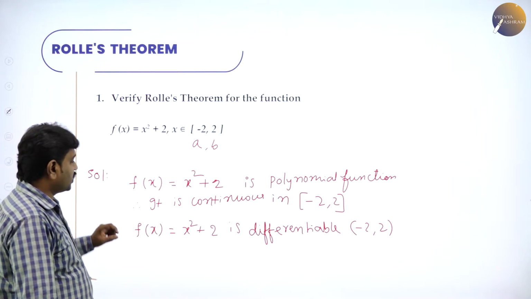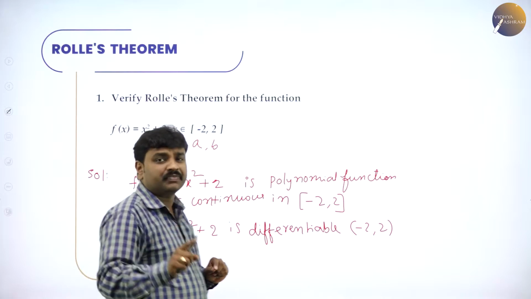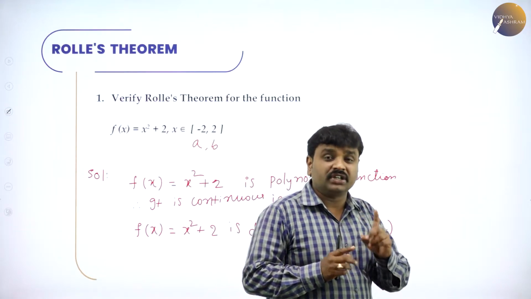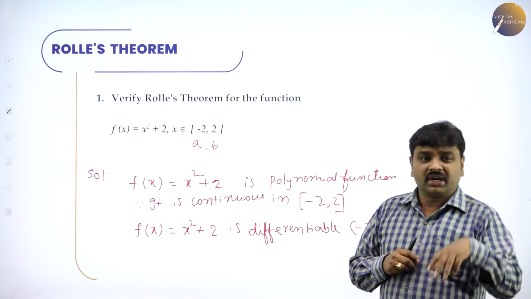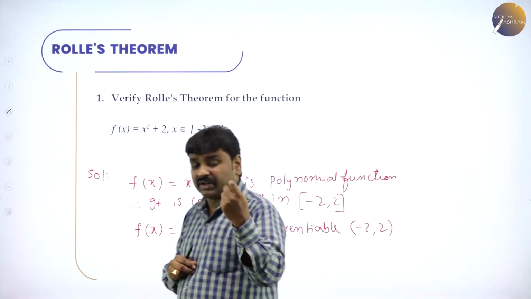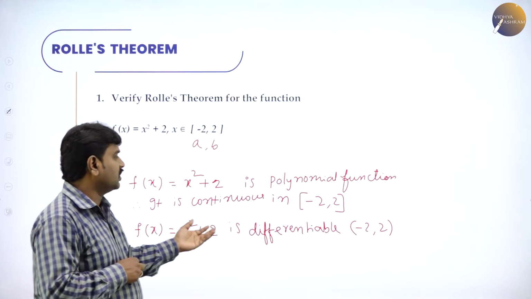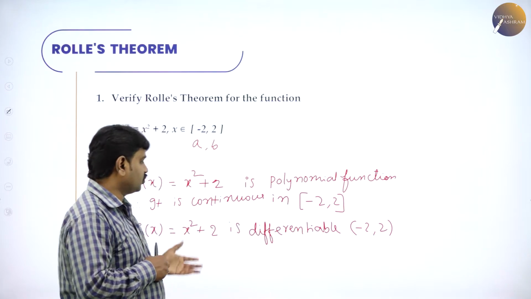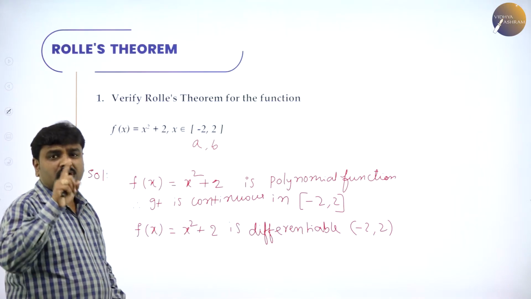So now, remember, because it is a polynomial function, it is continuous for all real numbers and also differentiable for real numbers. Here the interval is in real numbers, so these two hold. Writing these two, 1 mark.